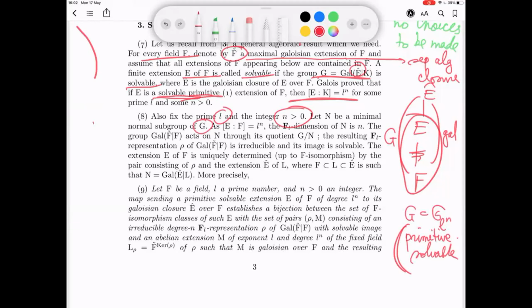Now this G is going to be a primitive solvable subgroup of this S L to the N. And therefore it can be shown that it will have a unique minimal normal subgroup. And in fact, that's how you prove that this is going to be an F L space of dimension n.